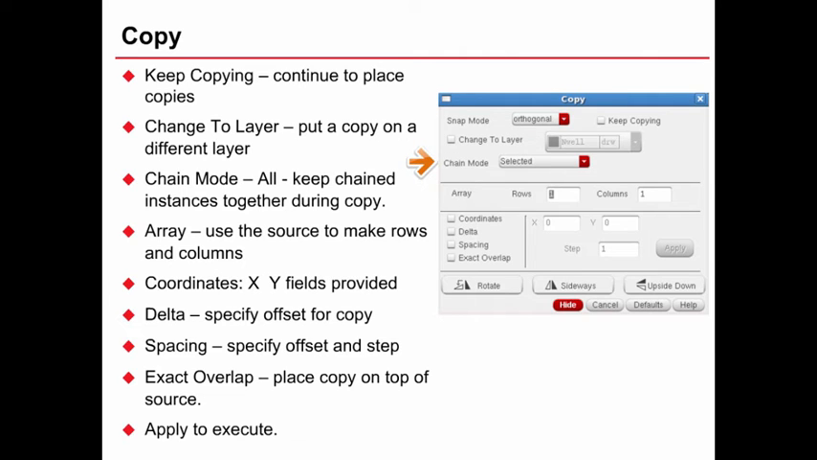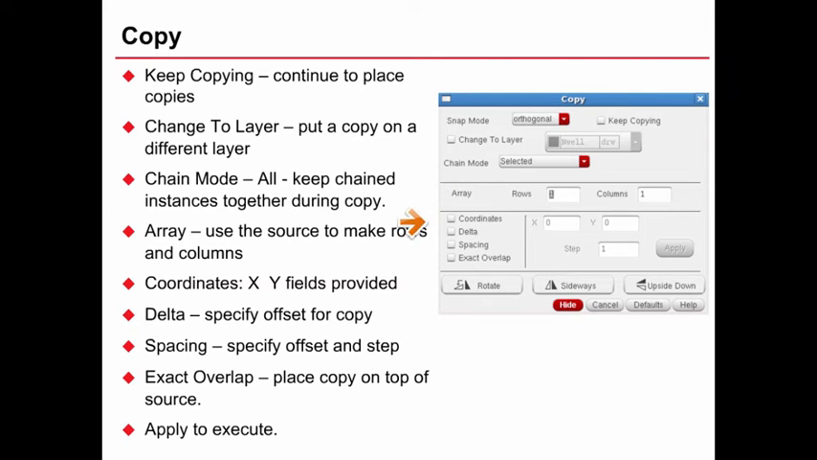The change mode, notice here, if you say all, it will keep the chained instances together during the copy. You could also just say anything that is selected, copy that. And then array, if you wanted to copy this one piece into an array, you could give the rows and columns. If you do that, then it will ask for the source of the first row, and then the spacing, and then the source or the placement for the columns.